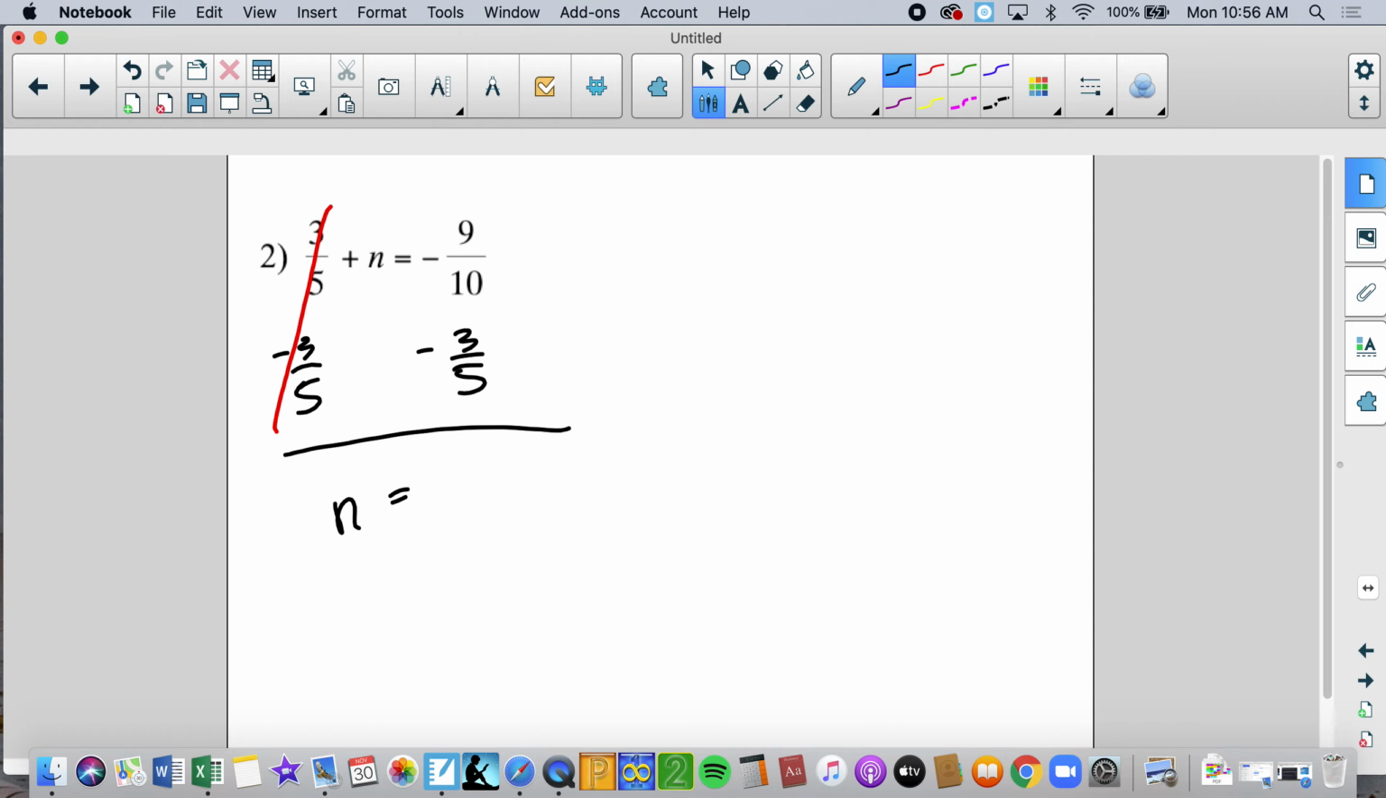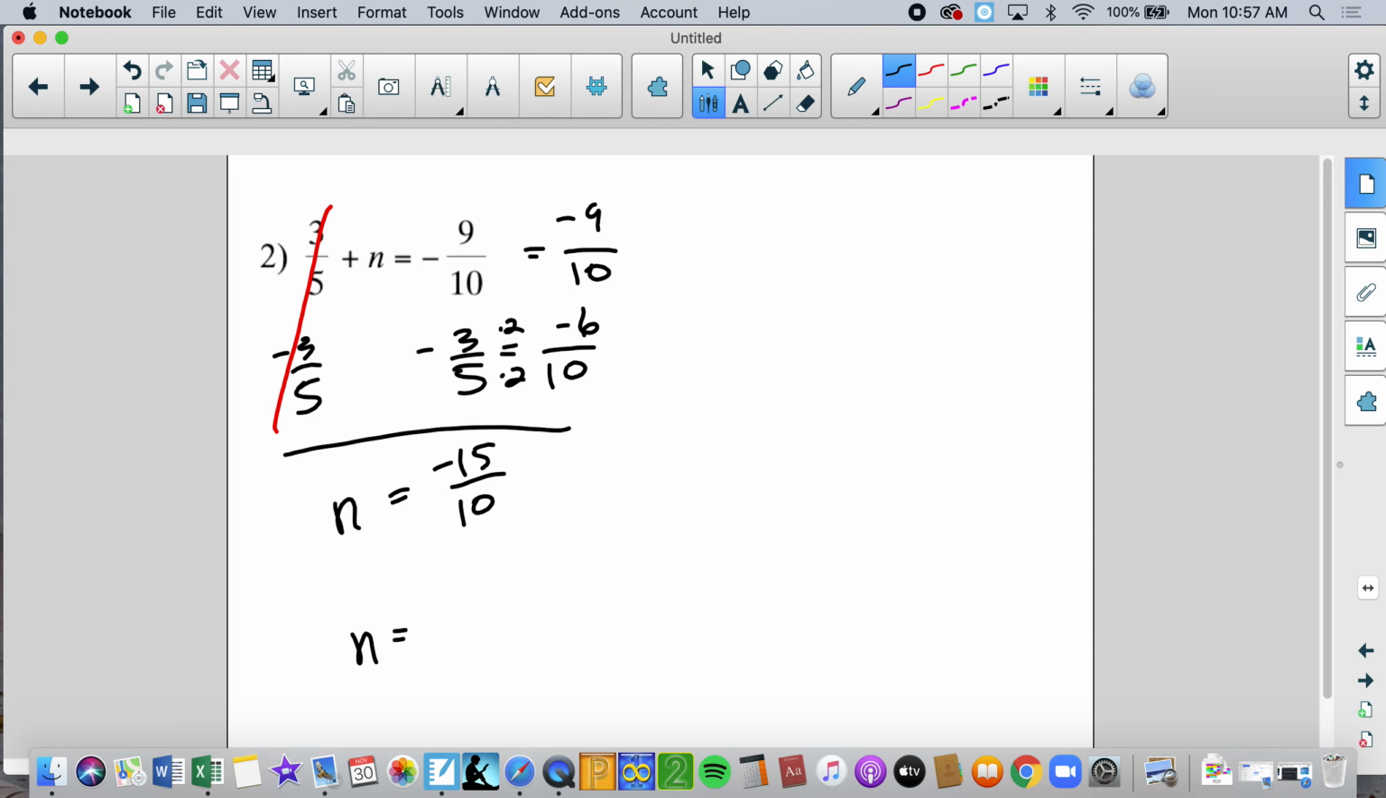We need common denominators. Common denominator is 10. So 5 times 2 is 10. So negative 3 times 2 is negative 6. Notice I kept the negative in the numerator for both of those because we need common denominators. We can't have the negative on the bottom with 10 and have the upper one be positive 10. They wouldn't be like denominators. So I'm keeping those negatives up in the numerators so my denominators can still be the same. So negative 9 and negative 6 makes negative 15 tenths.